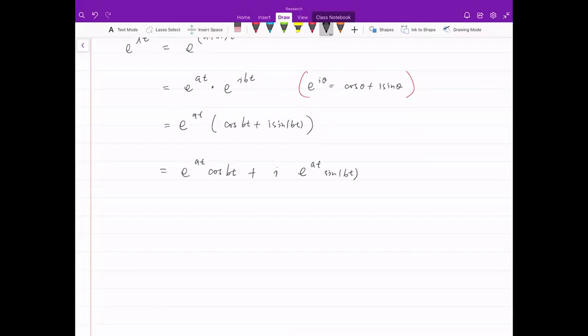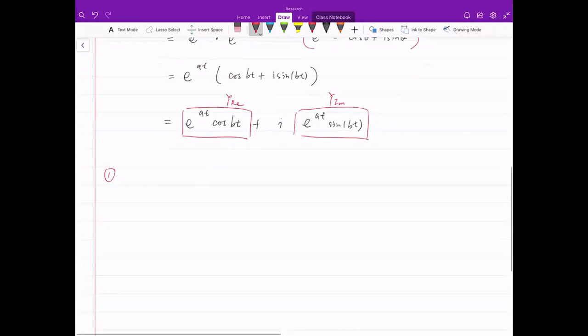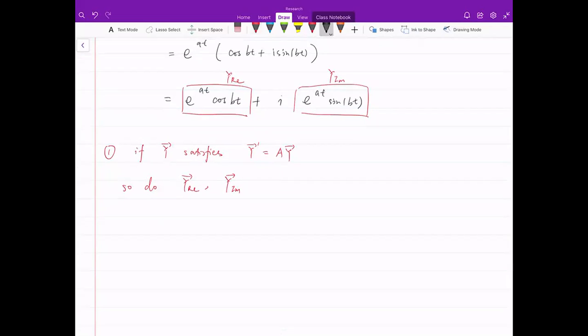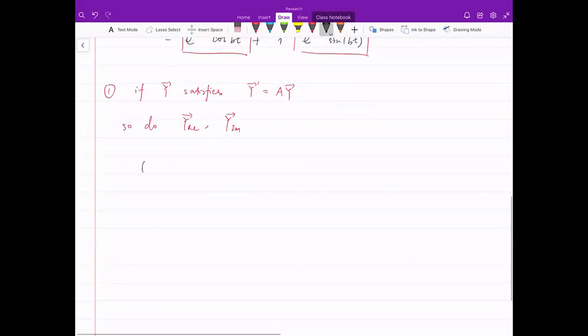Then we observe several interesting things. Number one, we observe that if y satisfies the differential equation, so do y real and y imaginary. We tried to do a proof last time. Simply, you just plug y back into it. You finally have a real part and an imaginary part. The real part has to be equal to the real part, and the imaginary has to equal the imaginary. Automatically, you have two different differential equations. y prime equals A y, but again, y is y real plus y imaginary.